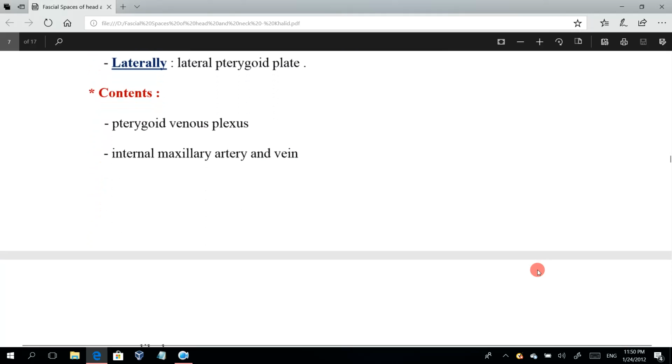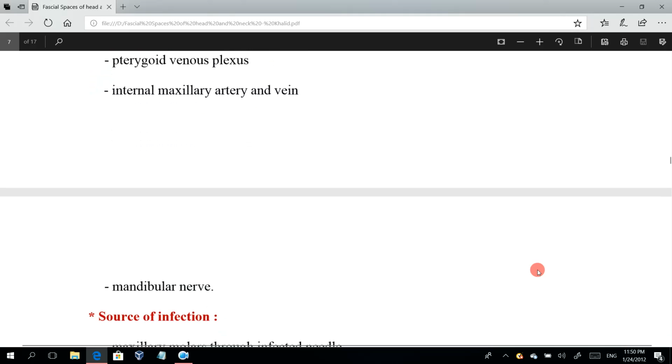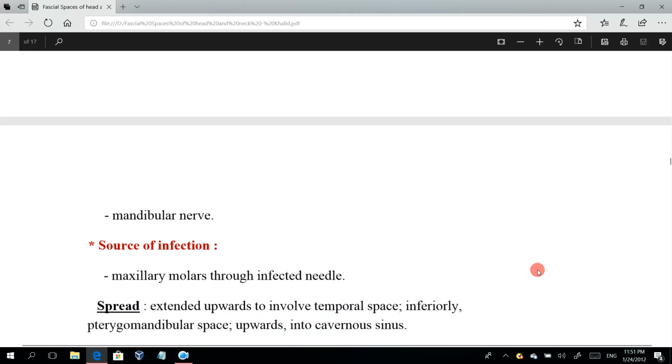What are the contents of this infratemporal space? We have the pterygoid venous plexus, we have the internal maxillary artery and vein, and we have the mandibular nerve. So 3 structures present in the infratemporal space, which are the pterygoid venous plexus, internal maxillary artery and vein, and the mandibular nerve. Source of infection, from where the infection can reach this space, infratemporal space: we have the maxillary molars and an infected needle.